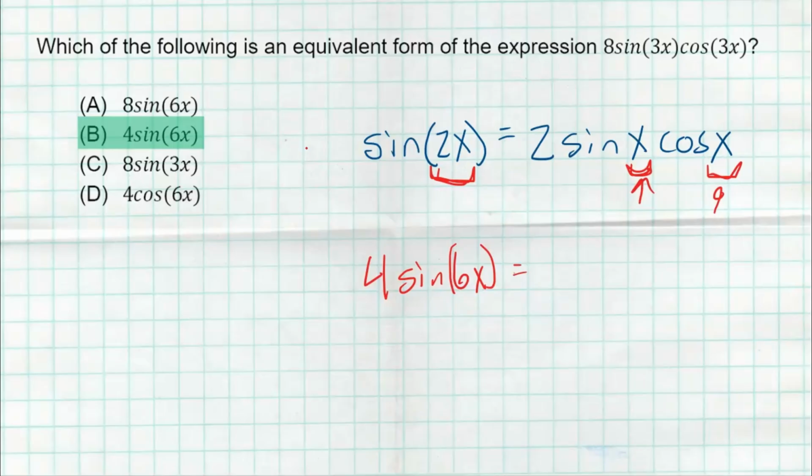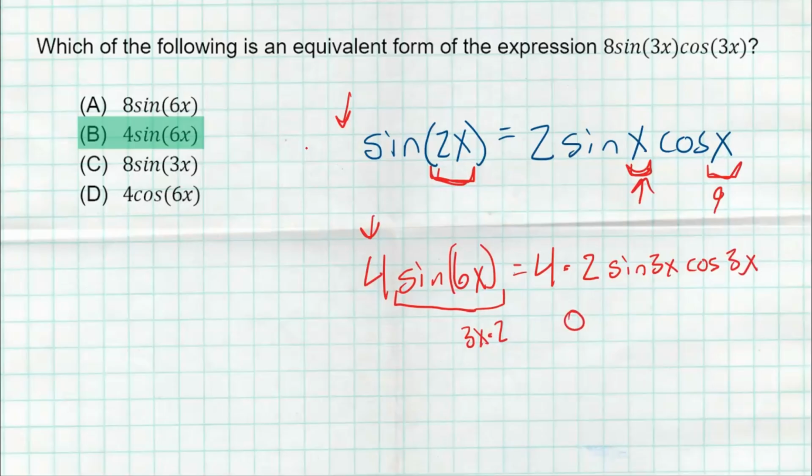The first thing that's going to happen is this 4 right here is just like a constant out in front because it doesn't really do anything, right? Because in the original problem, there's no constant right here. So we're just going to leave that 4 there for a second. And sine of 6x. Okay, well, that is 3x times 2. Right? That's that double angle. It's 3x times 2. So the 2 comes here, and we get 2 sine of 3x cosine of 3x.